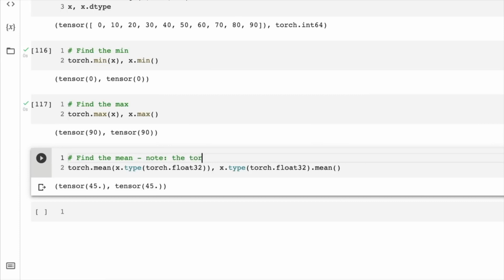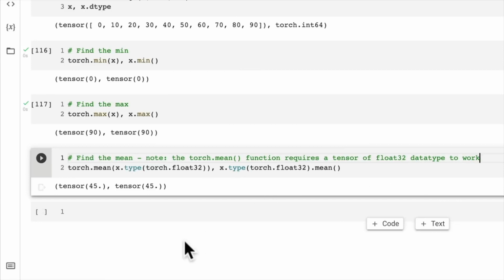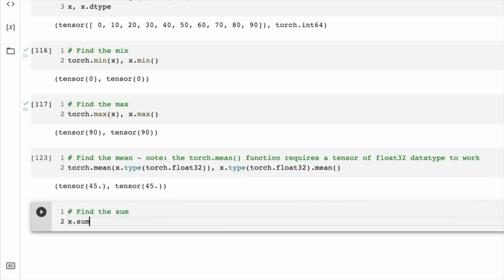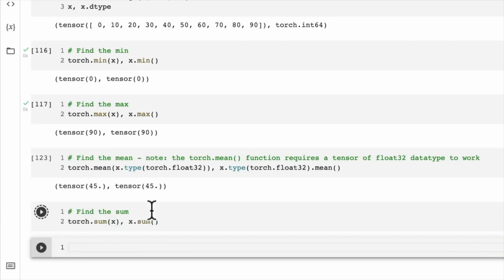Note, the torch.mean function requires a tensor of float 32. So far we've seen two of the major errors in PyTorch is data type and shape issues. What's another one that we said? Sum. So find the sum. Find the sum, we want x.sum, or maybe we just do torch.sum first. Keep it in line with what's going on above, and x.sum.